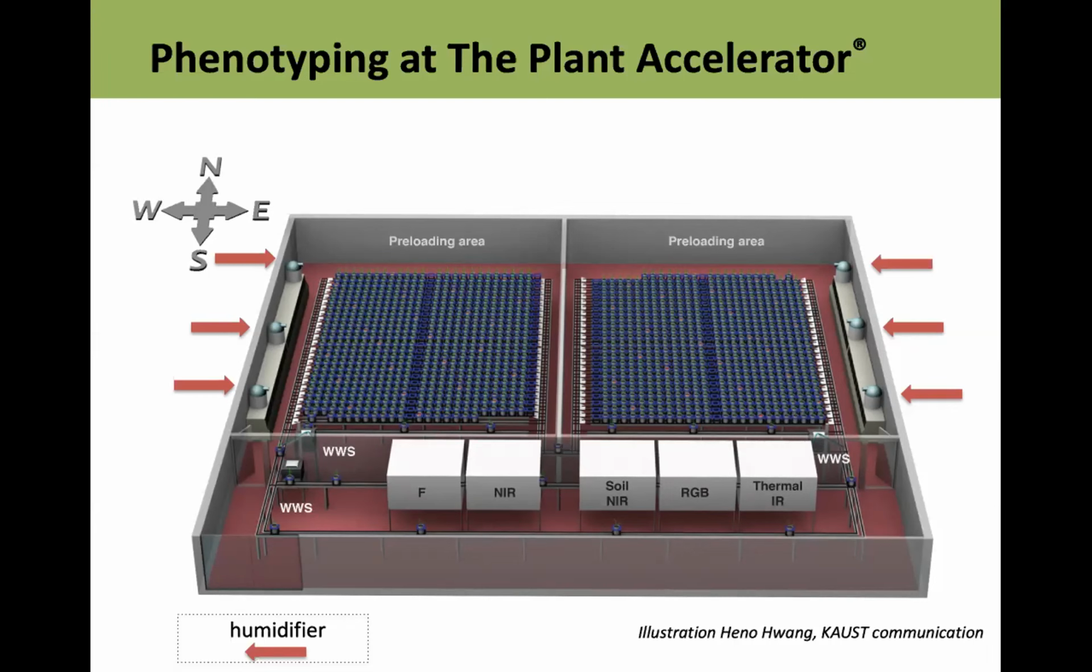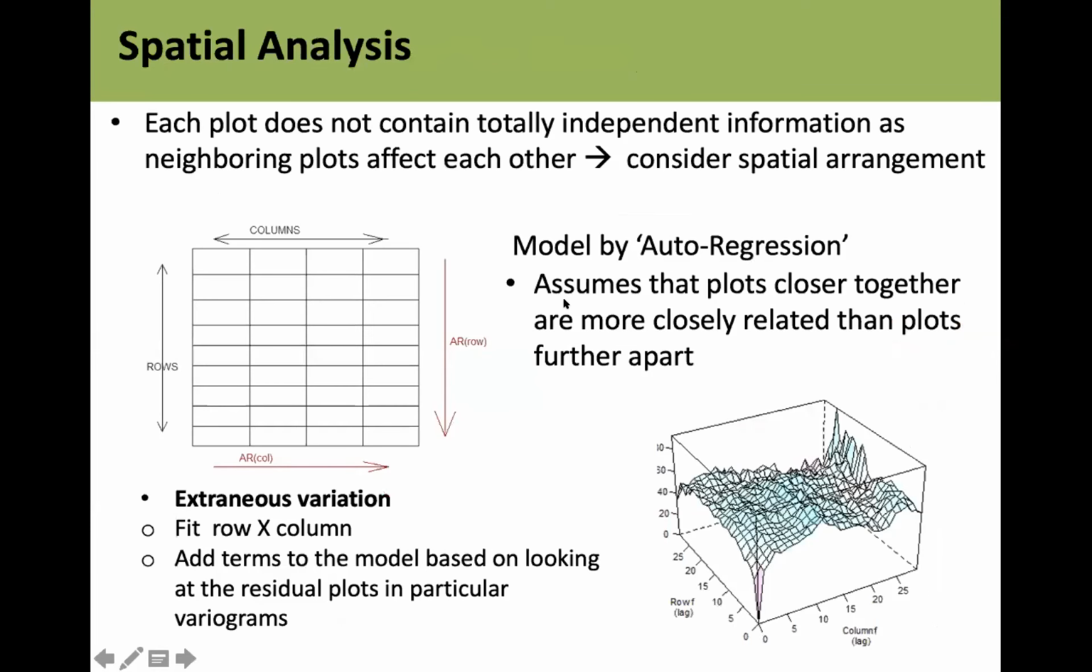Next slide. When we looked at the data initially, we could see that there was some spatial variation coming from the northeast, where there was some shading because of the hill and actually a tree. So we thought about the importance of spatial analysis. Spatial analysis shows that each plot does not contain totally independent information, as neighboring plots would affect each other, for example if a plant is taller than the other one. So we have to consider this spatial arrangement.